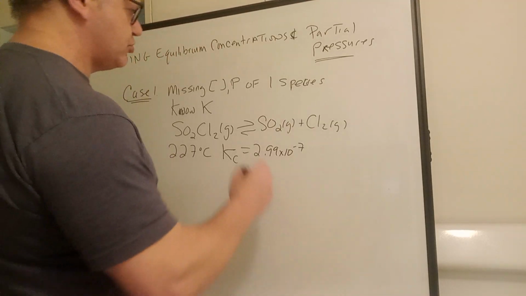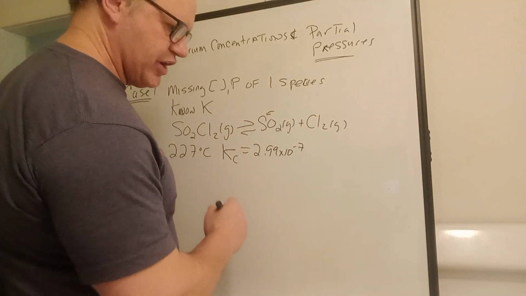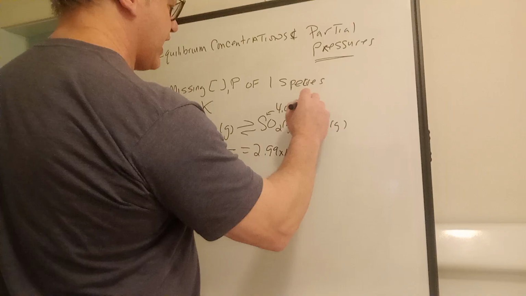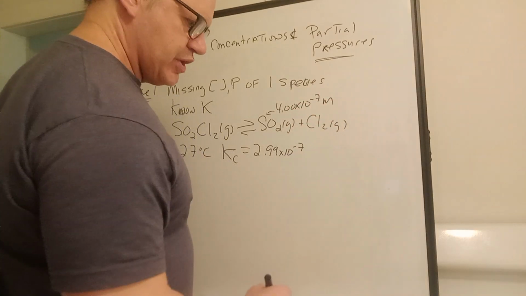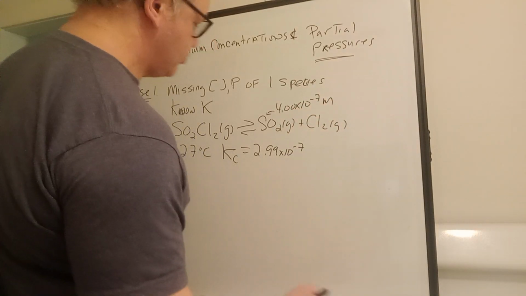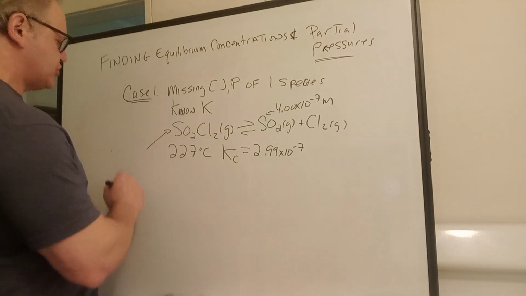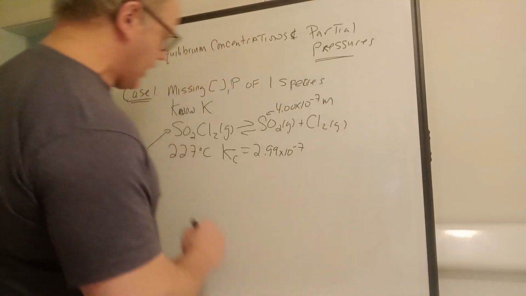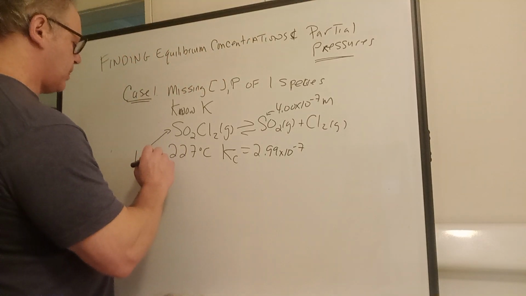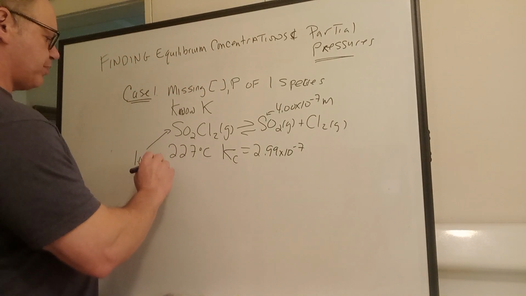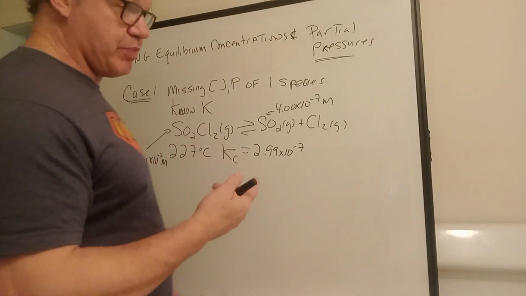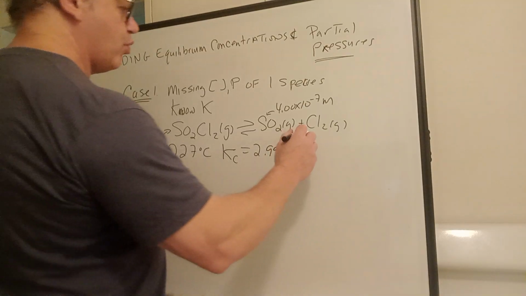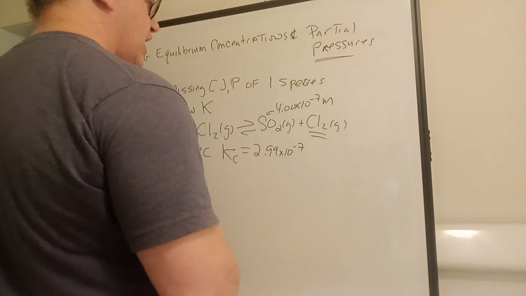We know that the SO2 concentration, and this is written in the notes, is 4.00 times 10 to the minus 7 molar. We know that the concentration of SO2Cl2 is 1.00 times 10 to the minus 2. All that's molar. And the system is at equilibrium. That's a key thing. At equilibrium, what will be the concentration of Cl2?